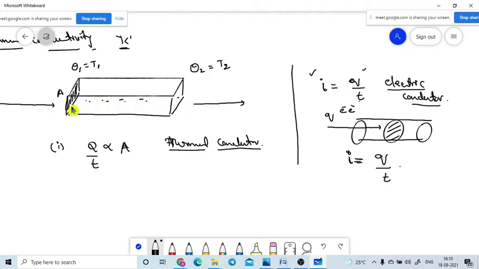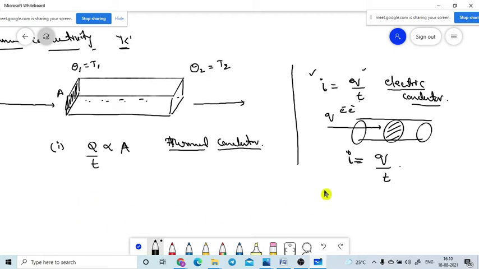So are you getting or not? Hello? Yes, sir. So that is the first experimental result we are observing. Then the electric current passing through this is directly proportional to the area of cross section, and likewise the amount of heat.